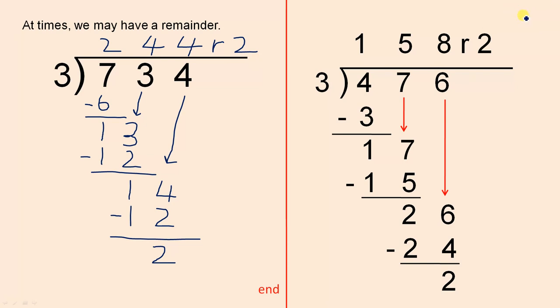Now here's a sum which has been done for us. 3 into 4 goes once. 1 times 3 is 3. We draw the line and do the subtraction to find the remainder. 4 take away 3 is 1. Bring down the 7. 3 divided into 17 goes 5. 5 threes are 15. 17 minus 15 is 2. There's a remainder of 2. Bring down the 6. 3 into 26 goes 8 because 8 threes are 24. Do the subtraction. 6 take away 4 is 2. So the answer is 158 with a remainder of 2.